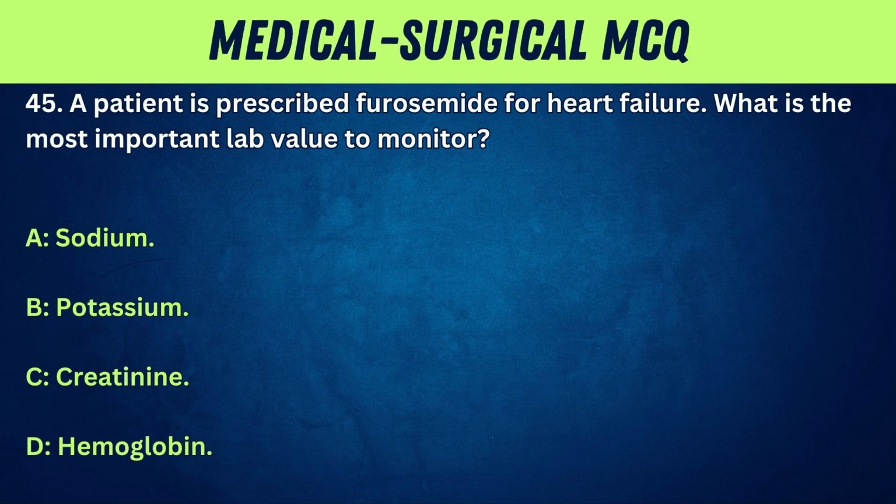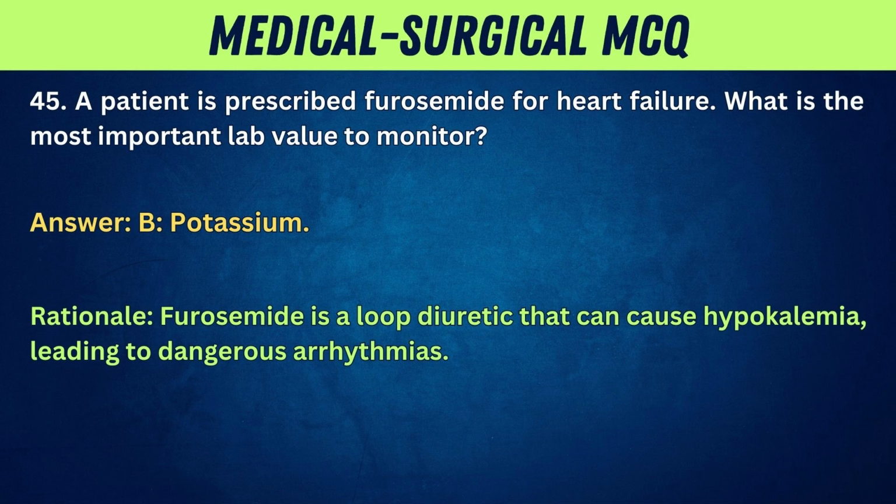45. A patient is prescribed furosemide for heart failure. What is the most important lab value to monitor? A. Sodium. B. Potassium. C. Creatinine. D. Hemoglobin. Answer: B. Potassium. Rationale: furosemide is a loop diuretic that can cause hypokalemia, leading to dangerous arrhythmias.